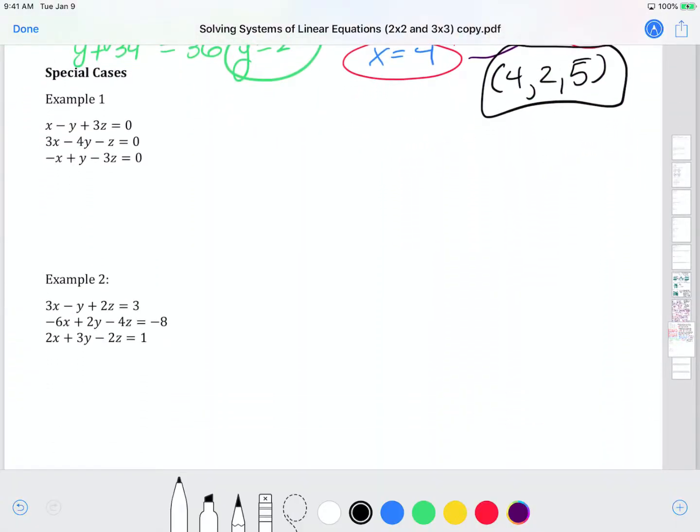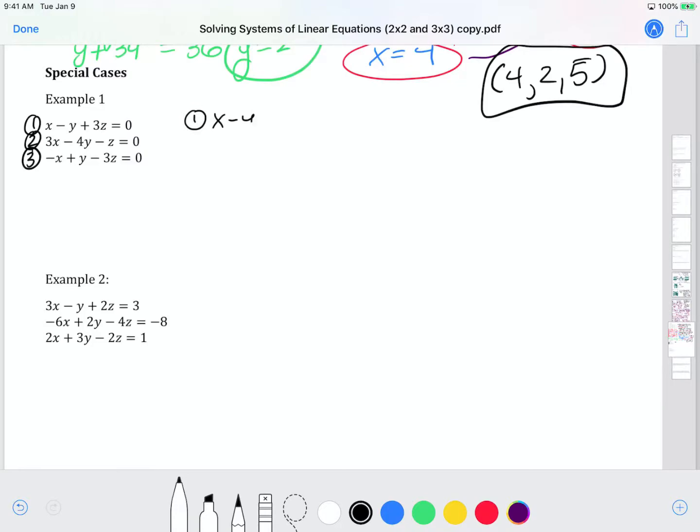So you're going to approach this the same way you do the other problems. You want to label them equation 1, equation 2, and equation 3. And you're just going to go through the steps like we normally would. So let's pick equation 1 and equation 3 and eliminate y, since that's already set up where we have opposite coefficients.